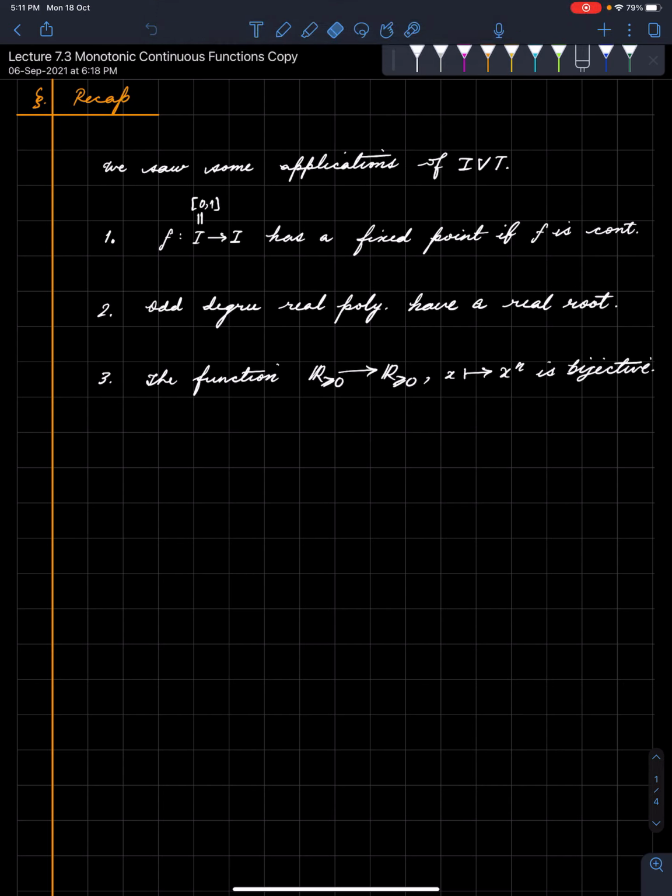Welcome to this lecture in the ongoing series of lectures in real analysis. Today we'll be looking at monotonic continuous functions, and this will be mostly just an application of the intermediate value theorem. And we looked at some applications last time.